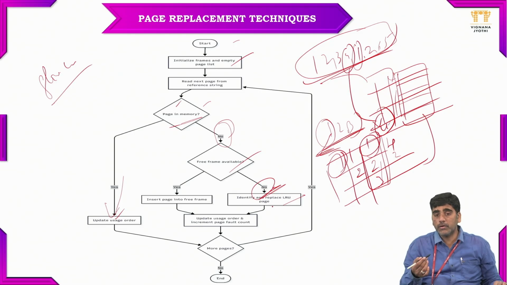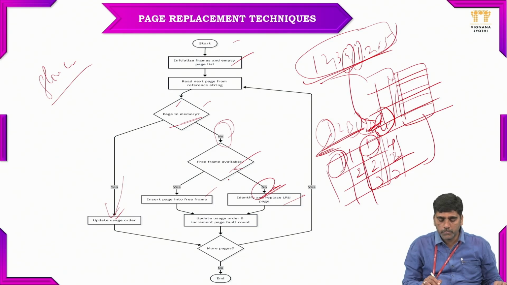Identify and replace the LRU page. Then update the usage order and increment the page fault count. So like this we can work. If the page is already available in the memory, suppose the next page is 2. 2 is already available in the memory, so a page hit occurs.